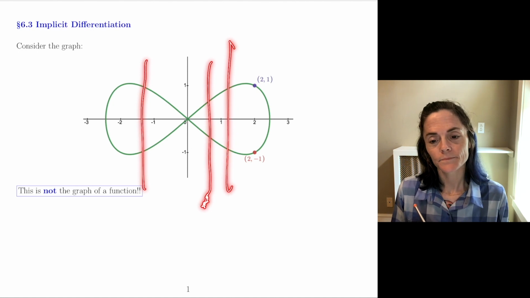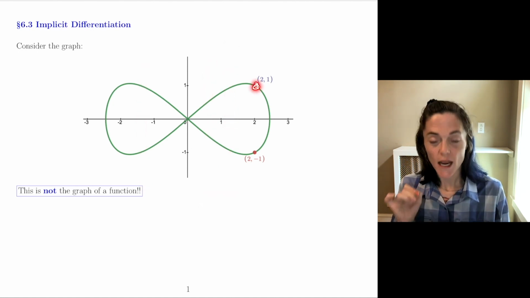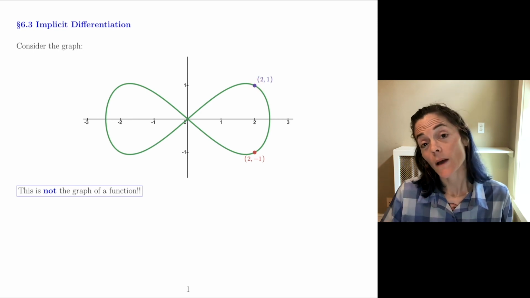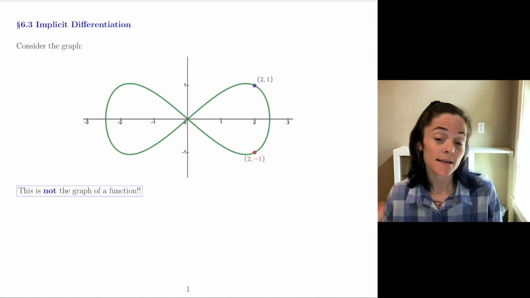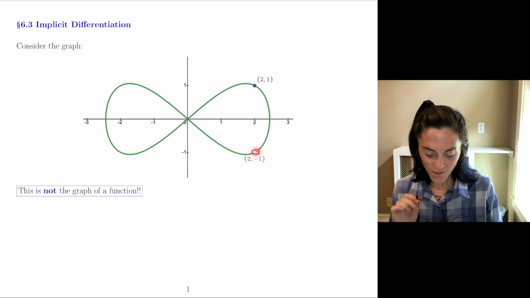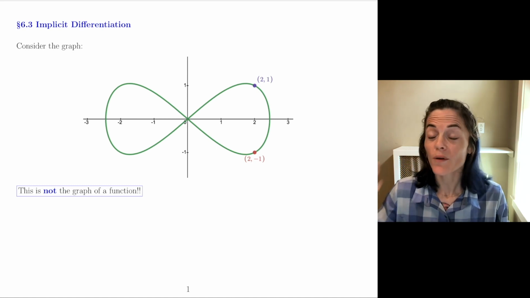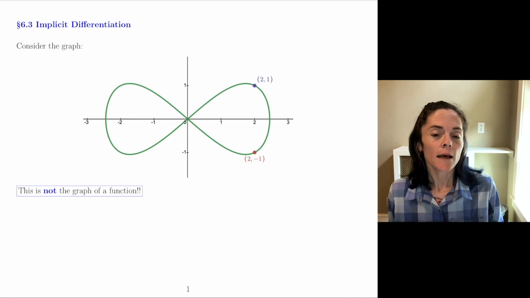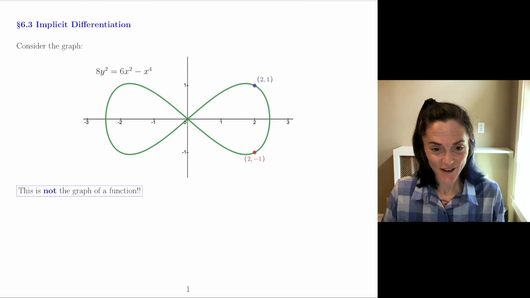test. Now, we might be interested in the rate of change of y with respect to x at, say, the point (2, 1), and we will calculate this, or the rate of change of y with respect to x at the point (2, -1). We can see those are both points on this curve. Well, here's a formula for this graph.